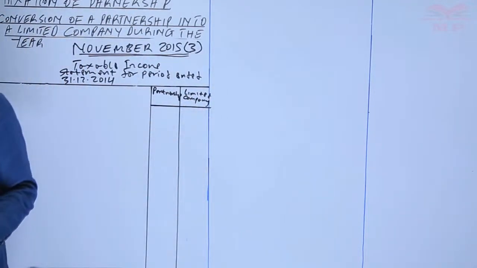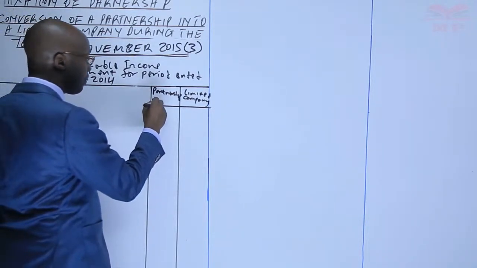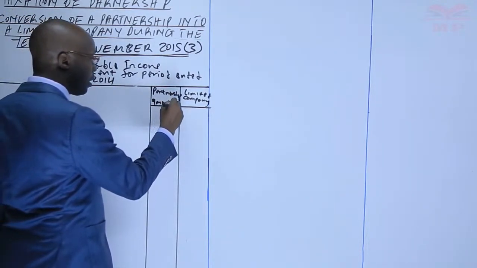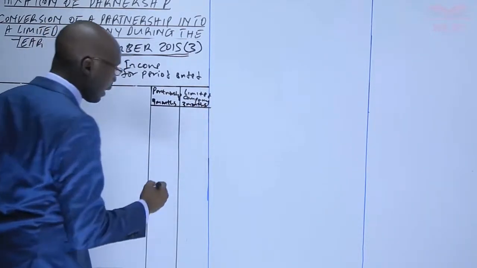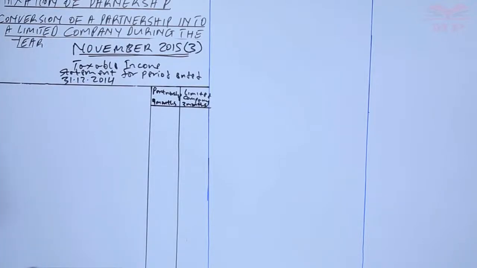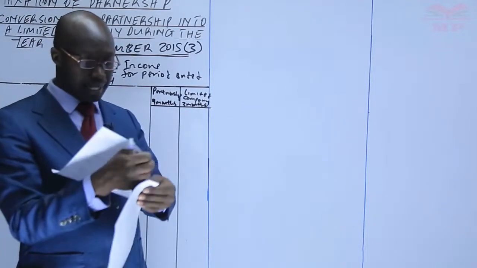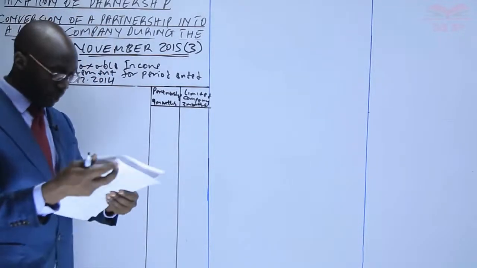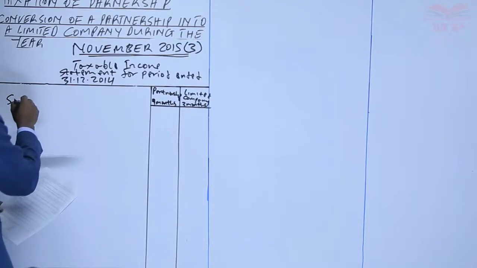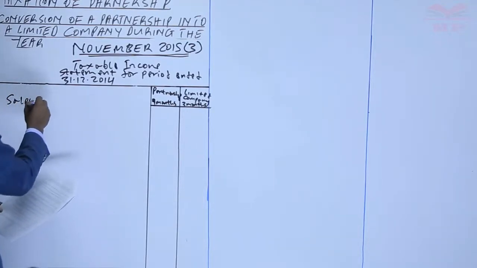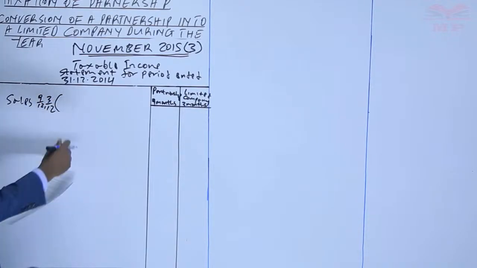So as we have noted, the partnership lasted for a period of 9 months in that year, and the limited company 3 months in that year. So here we are using the gross profit method. We'll start with the sales. So we take 9 over 12, 3 over 12.